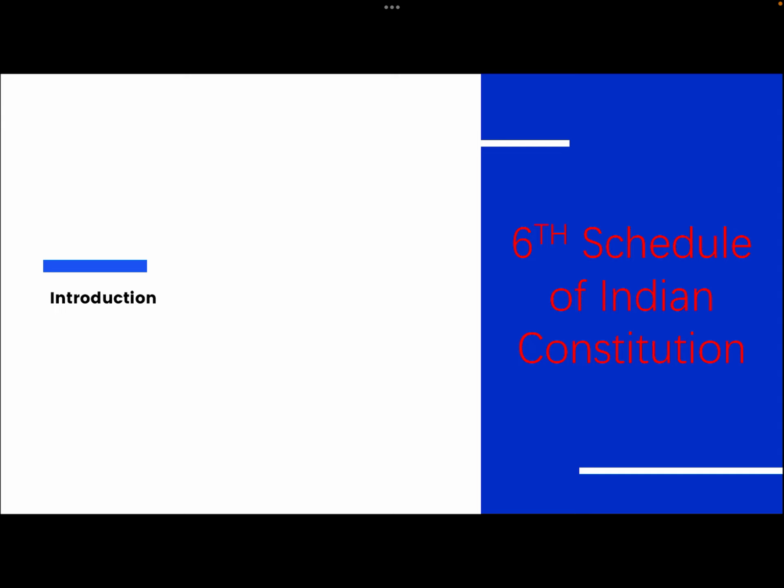We have already discussed the fifth schedule of the Indian Constitution, and if you have not watched the video lecture on the fifth schedule, then you should watch that first, and then watch this particular video lecture on the sixth schedule of the Indian Constitution. In fact, this sixth schedule comes from the same Article 244, which provided for scheduled areas, right? Article 244 of India's Constitution provides for the administration of scheduled areas and tribal areas.